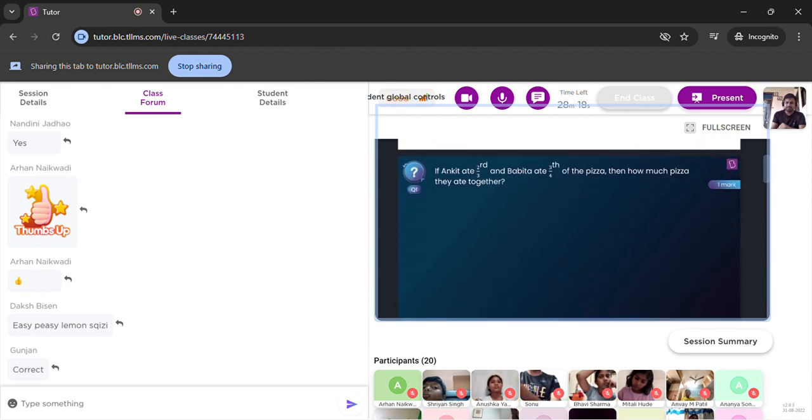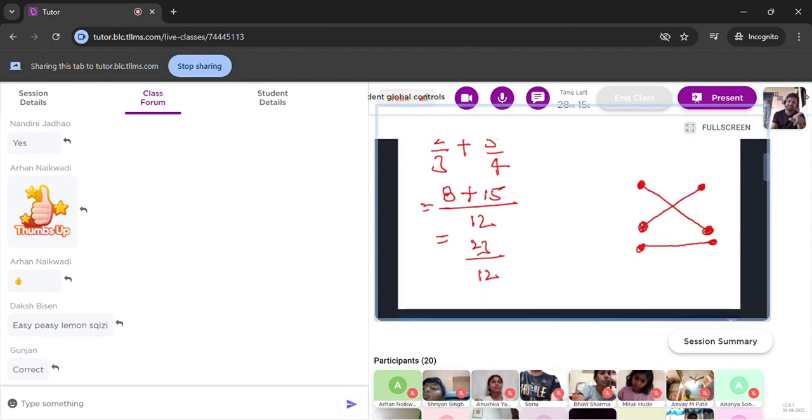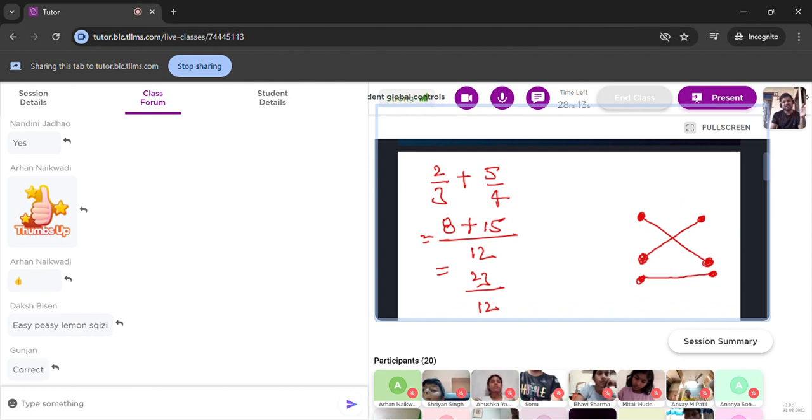Okay, good. But this is easier. There is no need to take the LCM. Only do multiplication and then add, and you will get the answer easily.